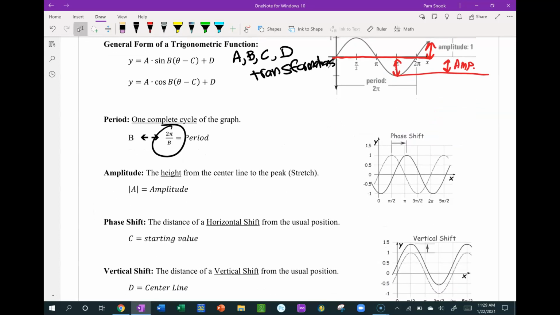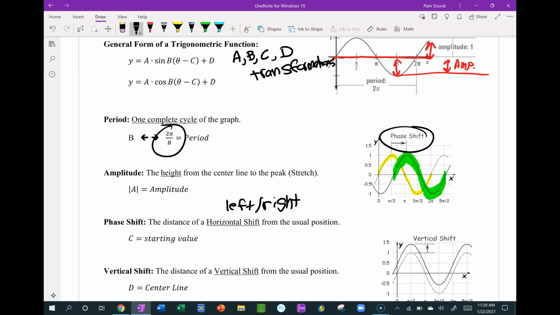The next idea is the phase shift. That's a left-right shift that we're already used to, and you get that from C. If you look at this dashed graph, that's our original parent function, and I've just highlighted one cycle. If I shift that over to the right, we can have a graph that looks like this. This is shifted over to the right. So right in there would be your phase shift. It's how far you're shifting it.